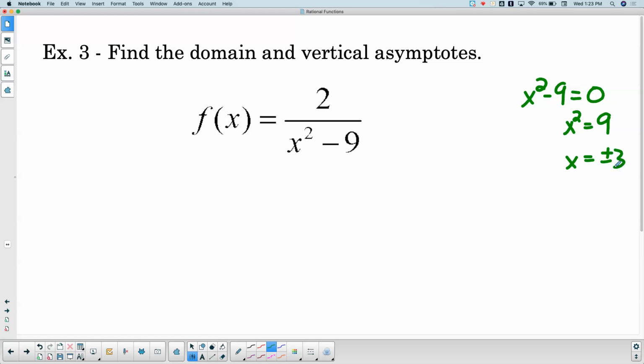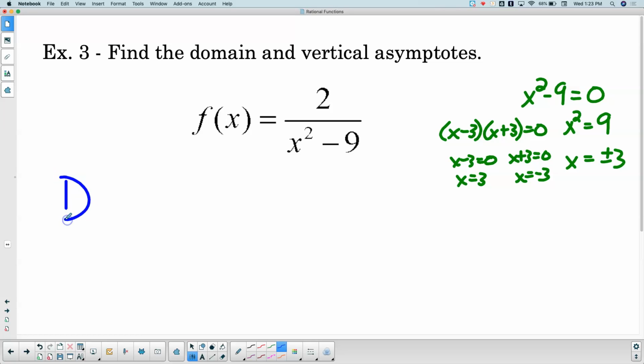Because if I would do this a different way, if I would factor this side, then I get positive 3 and negative 3, right? Okay, so what's my domain? Domain.